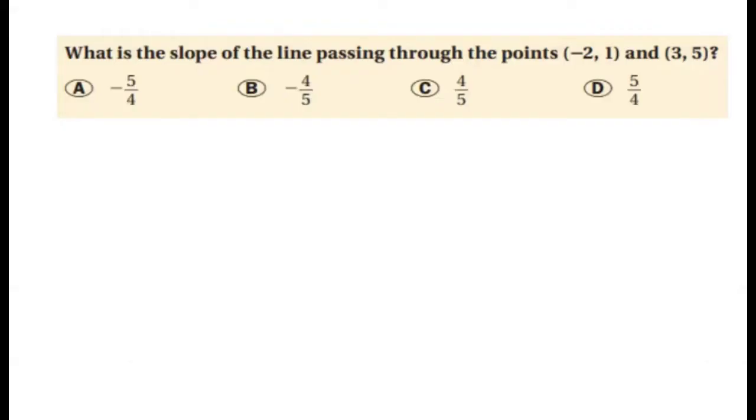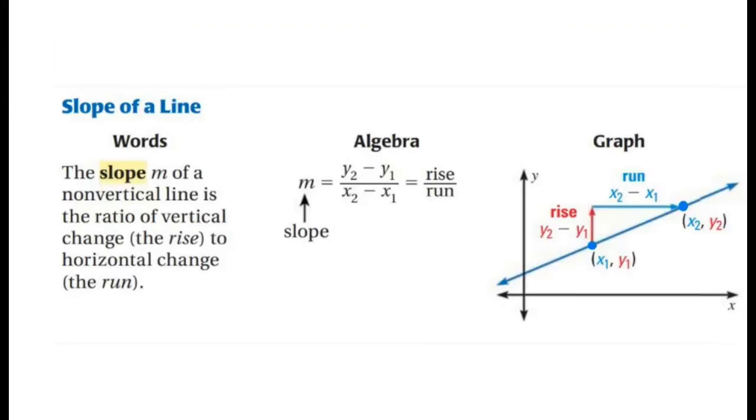But let's say you are given a different situation where you are given two ordered pairs. We can still get its slope using a formula. To figure out the slope of the line whose 2 points are given, we can use this formula: y2 minus y1 over x2 minus x1. Using this formula, we can figure out the slope of any line.